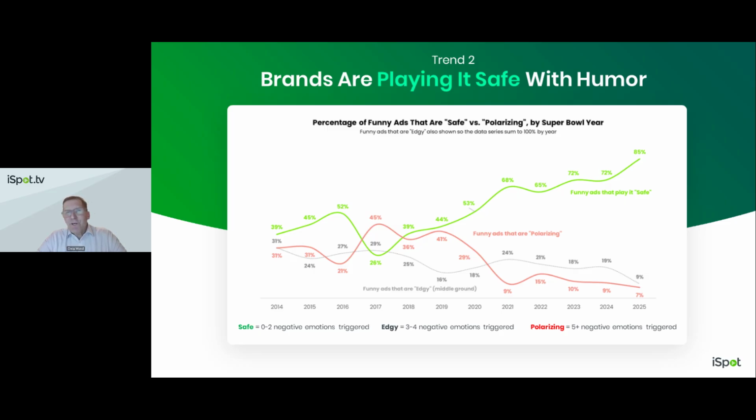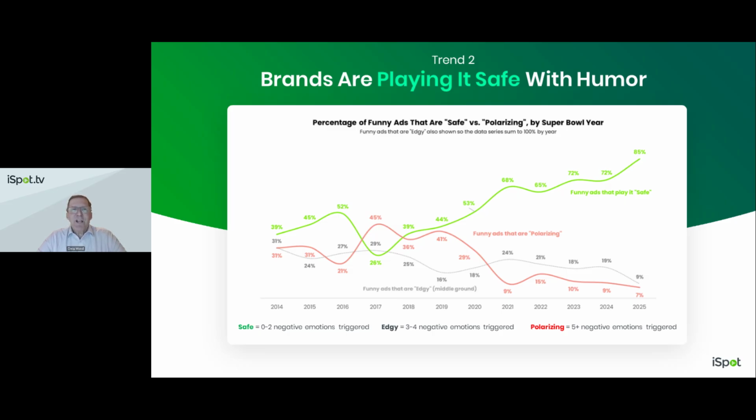This year, 71% of all Super Bowl ads had a funny emotion that we picked up from our open-ended verbatim. That's a lot. 71% compares to the database norm of 25%. So funny is definitely over-indexing on Super Bowl Sunday, as you would expect. But like I said, not all humor is created alike.